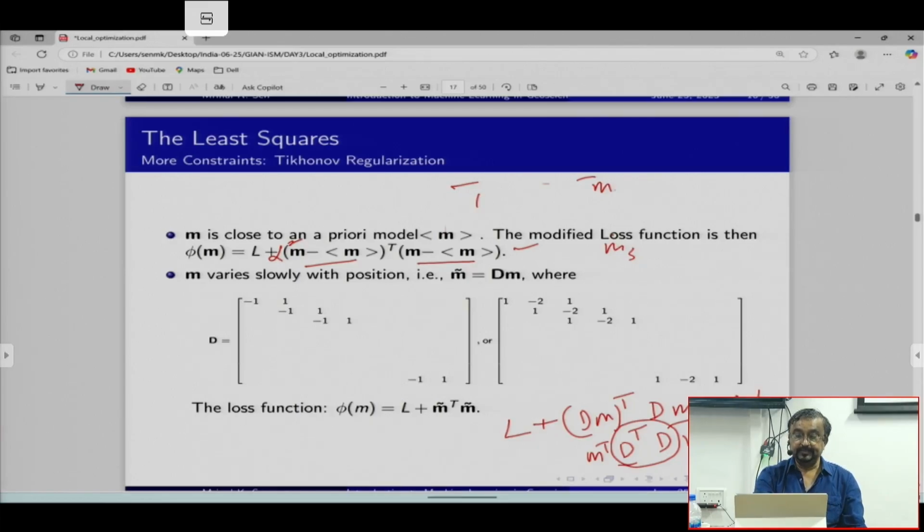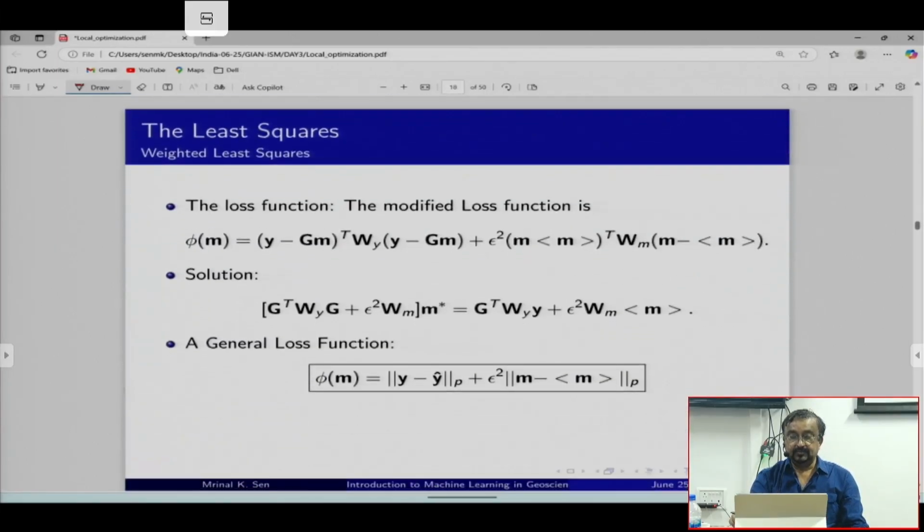Now this matrix is actually a first derivative matrix, finite difference, that ensures that your first derivative is very, very small. But you can also use a second derivative operator or any kind of smoothing you want. Now this definition of loss function is not restricted to linear problems. You can use the same definition for the nonlinear problem.